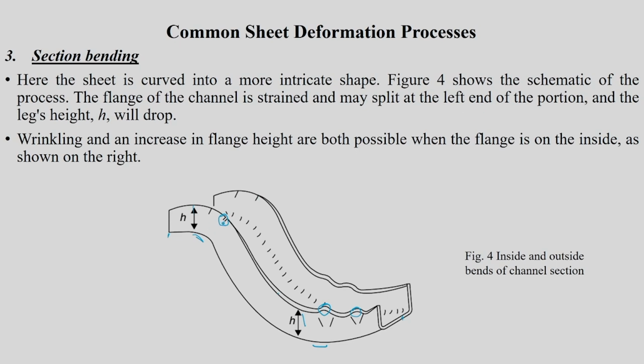So you have to be a little bit careful with this type of defect. Wrinkling and an increase in flange height are possible on the right hand side. So here fracture is possible, here wrinkling is possible. Because of that, your height of deformation here and here are going to be slightly different. So one has to be careful when you deform this kind of intricate shape using bending.